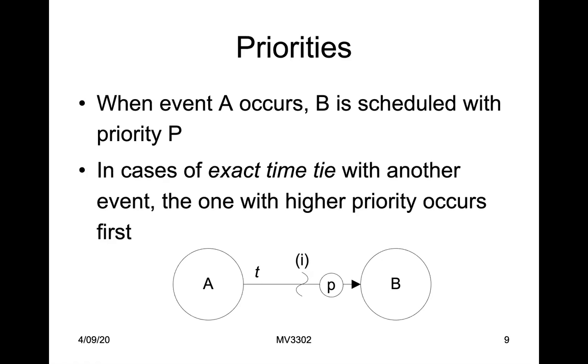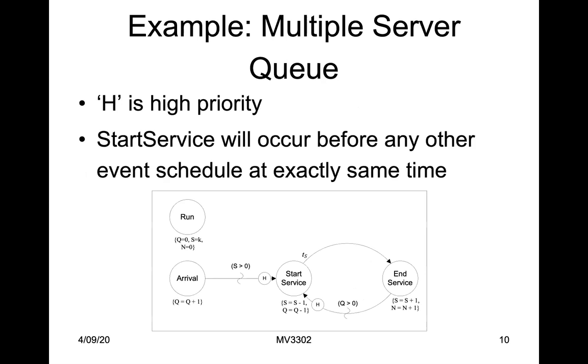And what that says is that when the event B occurs, again, remember the first criterion is scheduling time. So regardless of priority, the events that are scheduled before other events always happen first. But in the case where there's an exact time tie with another event, the one with a higher priority is executed first, regardless of what order they were in.